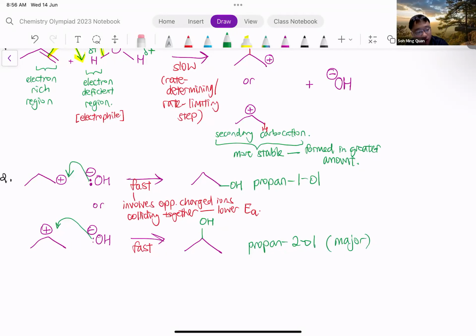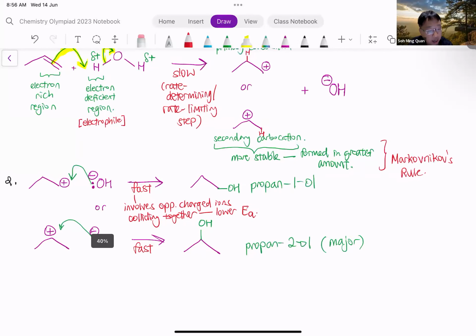Now, this rule has a name. This is called Markovnikov's rule, which we have gone through in round 1 of the Chemistry Olympiad training. Markovnikov's rule states that a secondary carbocation ion is more stable than a primary carbocation ion. A tertiary carbocation ion, where there are 3 carbon atoms next to the positive charge, is even more stable than a secondary one. So the more carbon atoms you have directly next to the positive charge, that will make the carbocation ion more stable.